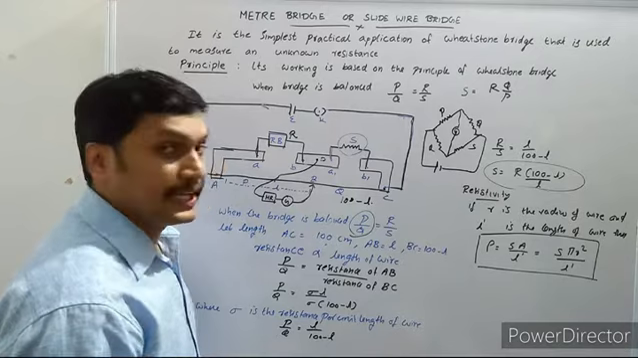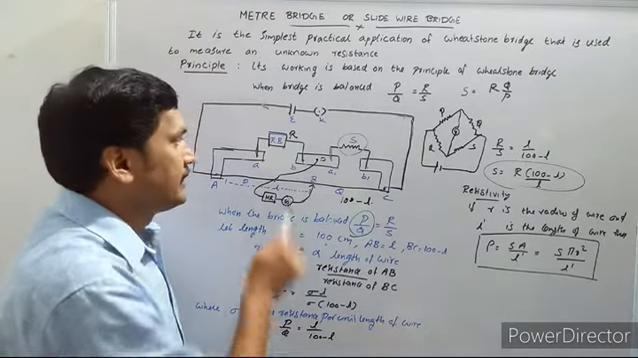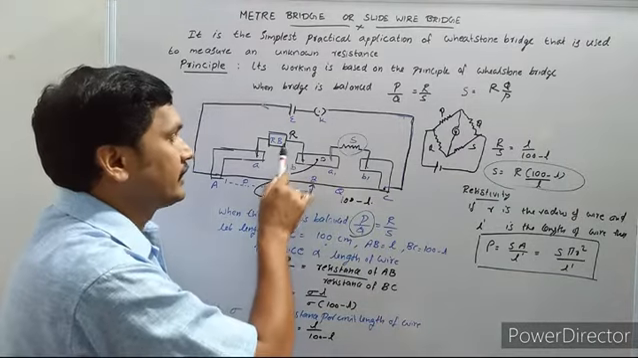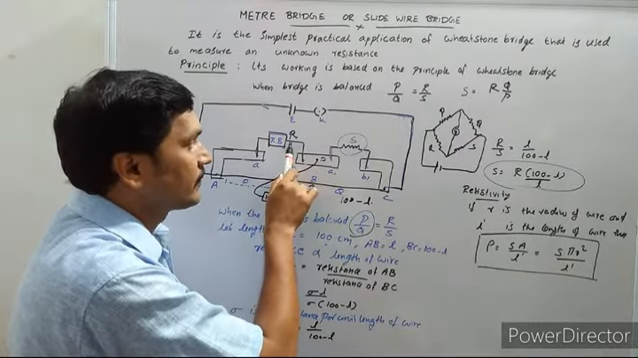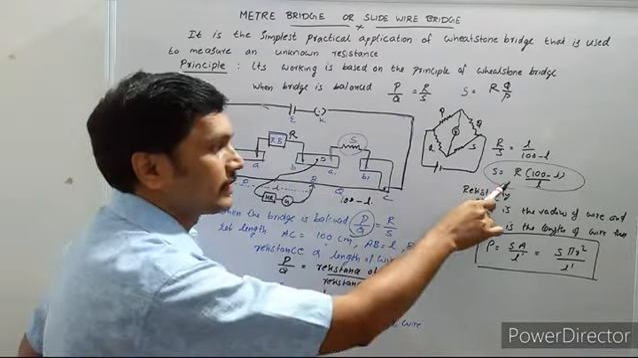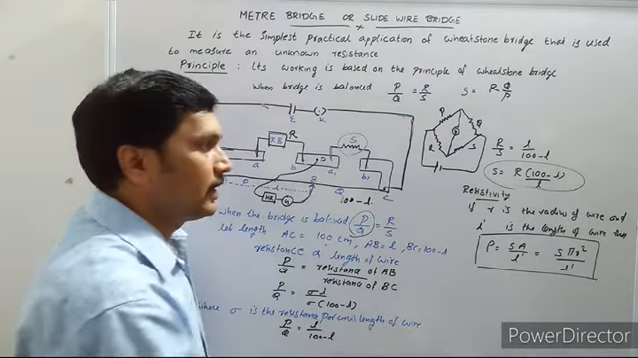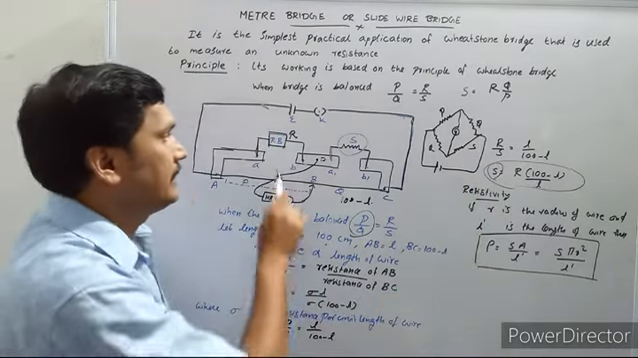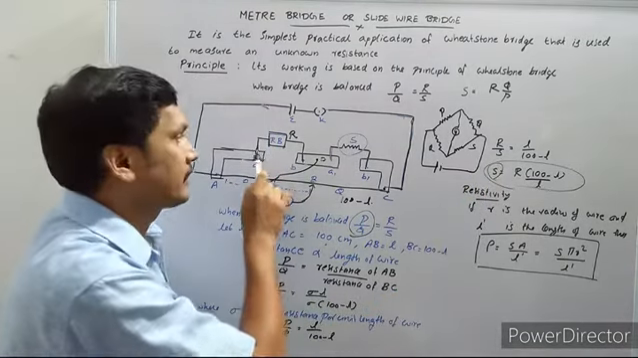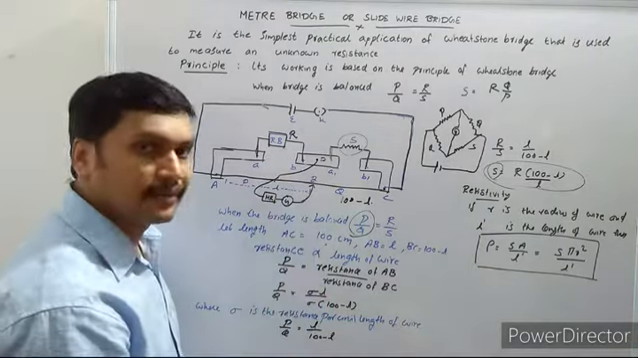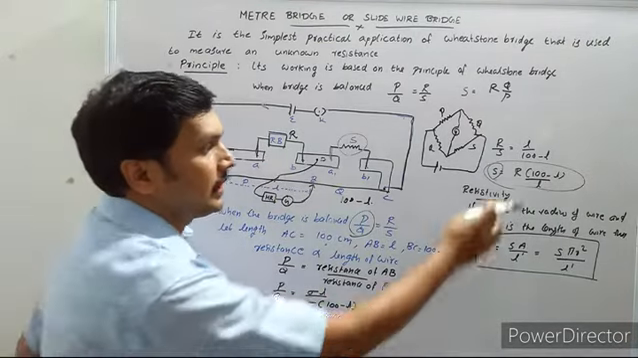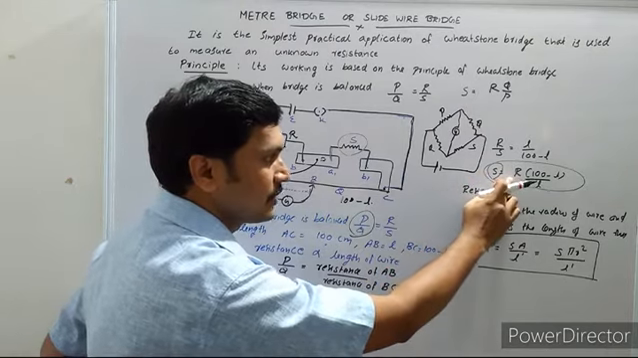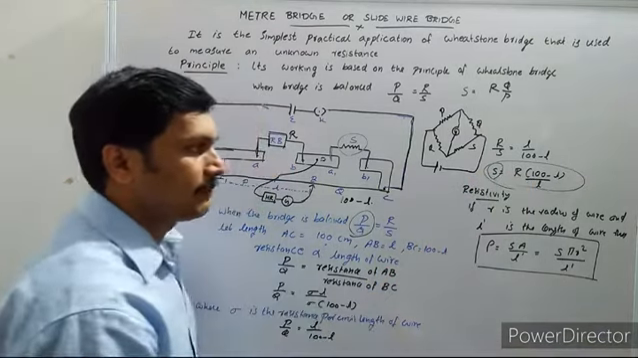We can repeat the experiment by taking different resistances from the resistance box, and we can find the resistance more accurately by repeating the experiment. It can be calculated by using this formula: S is equal to R into 100 minus L divided by L.